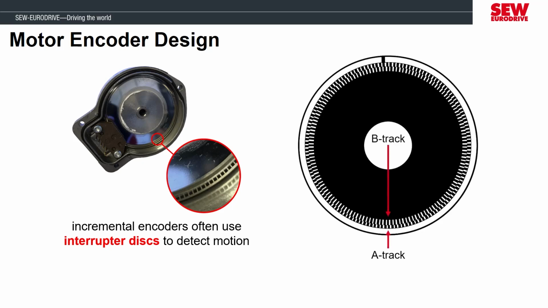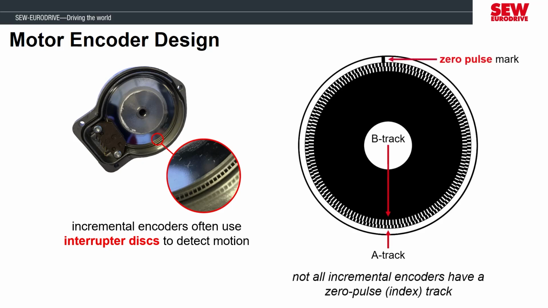The different disks are called the A track and B track, and they will be offset from each other to create the A and B channels of the encoder. There is also the possibility of a zero pulse mark that happens once every rotation of the encoder. Not all encoders are made with the zero pulse mark, but it can be used for certain referencing or alignment routines if the encoder does have it.